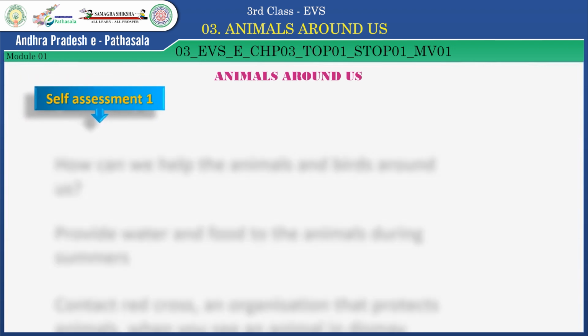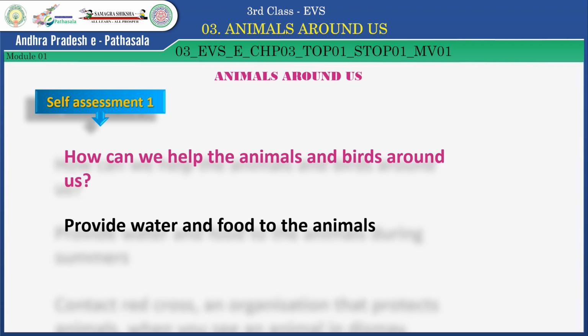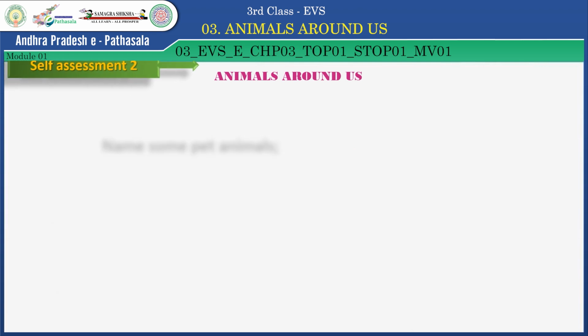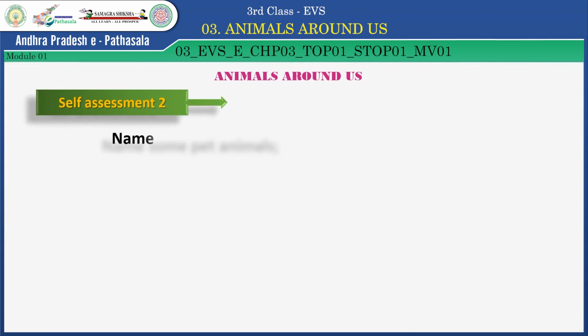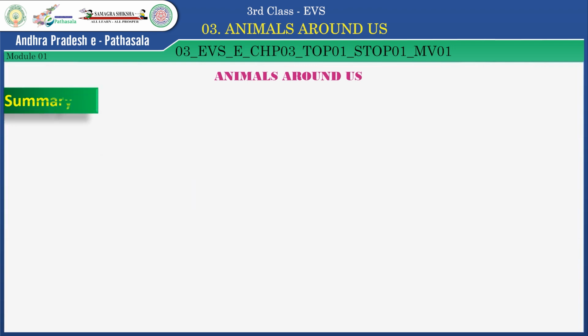How can we help the animals and birds around us? Provide water and food to the animals during summer so that they can survive. Contact Red Cross, an organization that protects animals, when you see an animal in distress. Name some pet animals: dog, cat, rabbit, hen. Look at the summary.